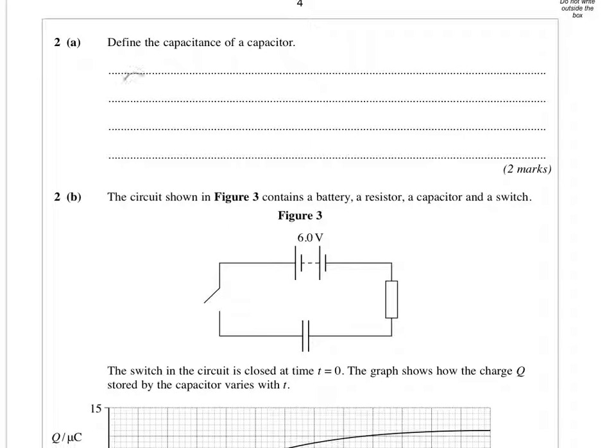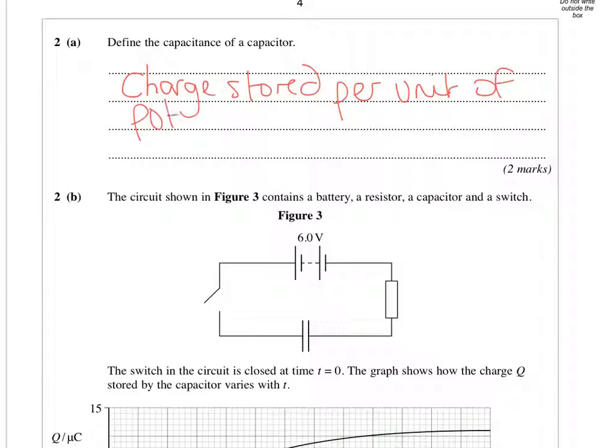So capacitance is the charge stored. So that's what a capacitor does, it stores charge. So it's the charge stored per unit of potential difference. It would help if I could spell potential. Potential difference. Okay, so that's the definition.